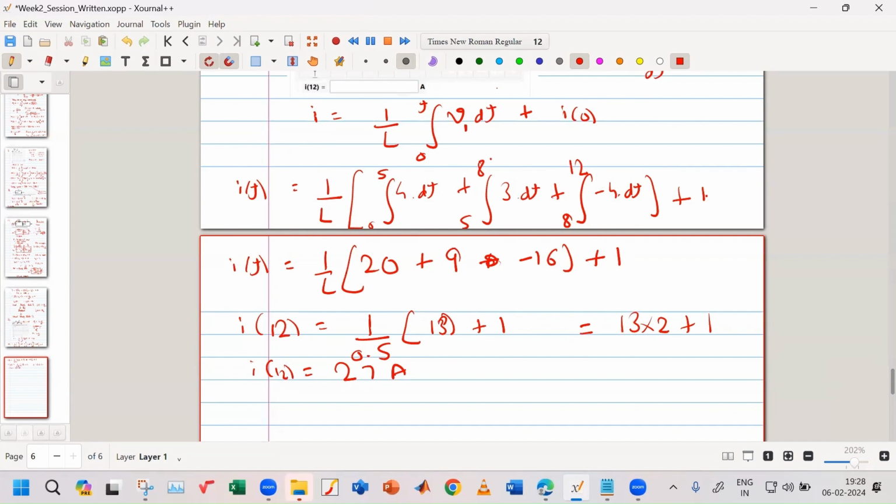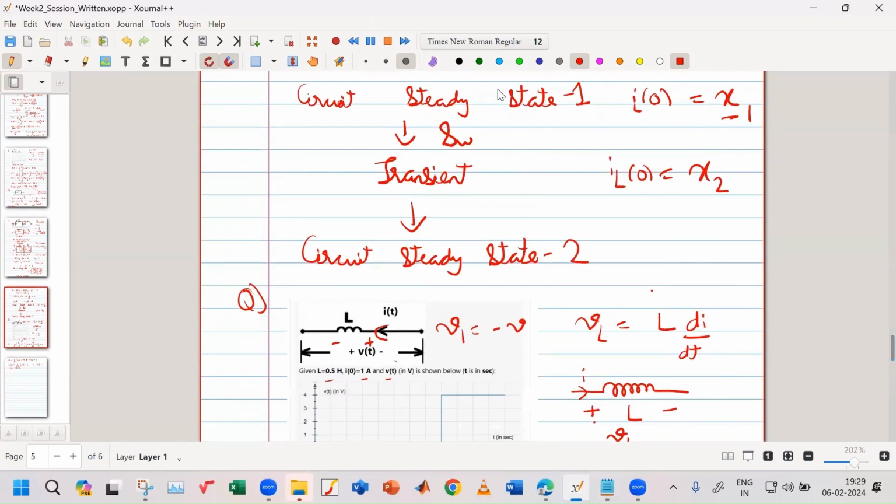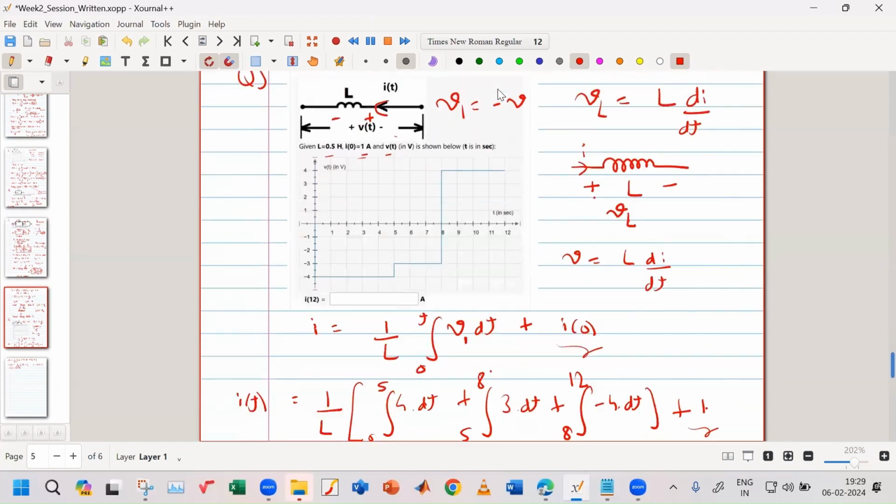Any doubts in this? At 26 or 27? 13 into 2 is 26 plus 1, this 1 is the initial condition. Initial condition, current is 1 ampere. 1 by 0.5, 4 into 5.